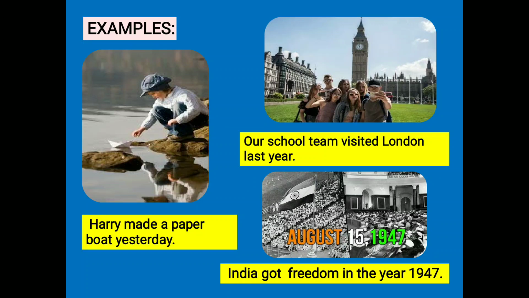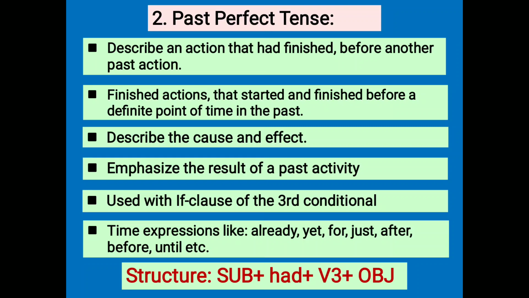Let us now move to the second form of past tense, that is past perfect tense form of the verb. Now where, or in what situations, do we use a past perfect tense? Let us see. First of all, we use past perfect tense in order to describe an action or happening that had finished, that had been completed before another past action. That means there are two actions, both of these have been completed, both of these actions are over, but one of the actions took place before the other action. One of the actions finished earlier than the next action, which is also a past action.